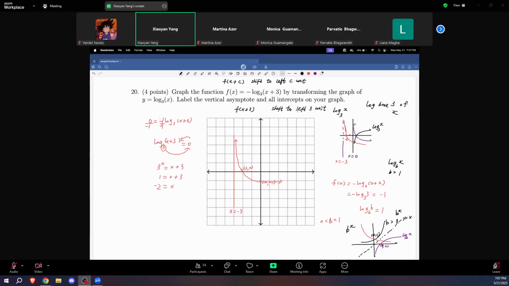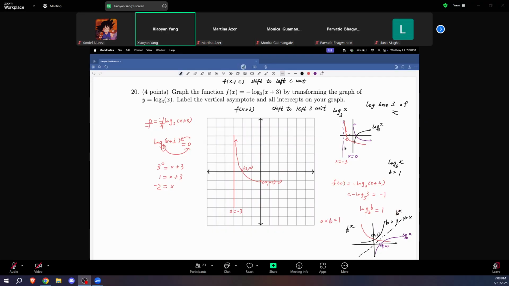What does asymptote mean? This is my graph for log base 3 of x. So the black one, right now talking about the black one, the vertical asymptote is x equal to 0. What does x equal to 0 mean? The y-axis. I have to shift to left 3 units. So my vertical asymptote goes from 0, left 3, so 0 minus 3 equals negative 3. So my vertical asymptote becomes x equal to negative 3. Is that okay for this part? It's okay? Yes. So, okay.